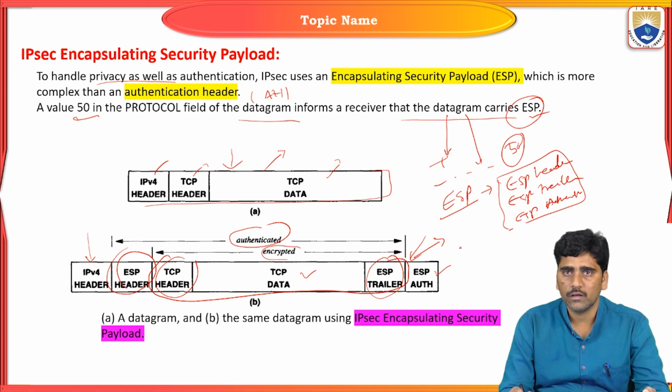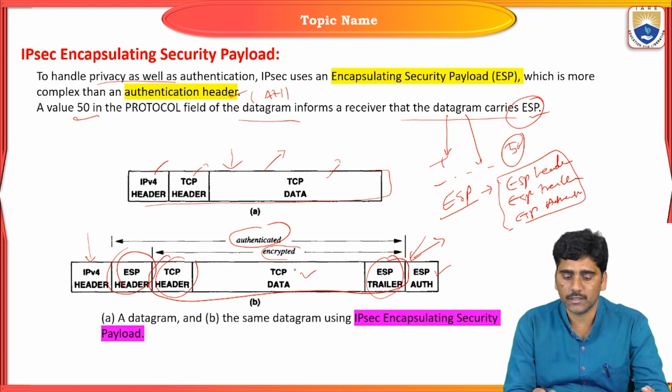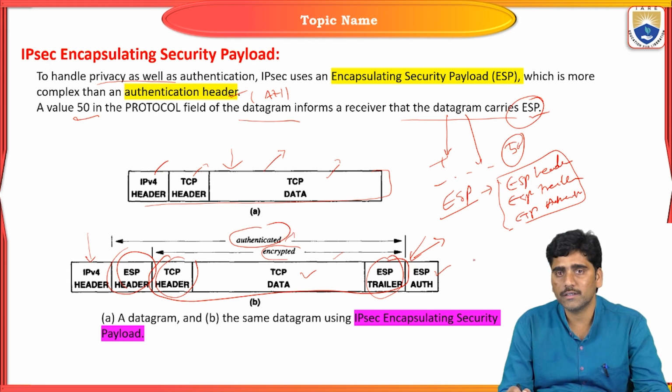So now we can say that the Encapsulating Security Payload is more complex than the Authentication Header. From this diagram we can understand that the TCP header, TCP data and ESP trailer are the fields that are encrypted, and other than that the ESP header field is also required for authentication purposes.